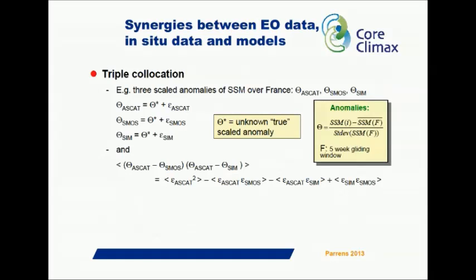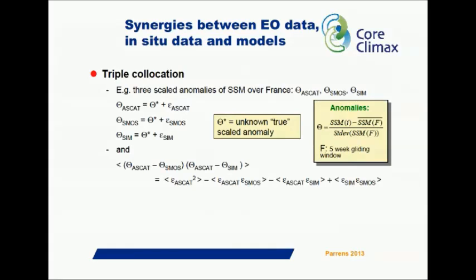We can assume that the observed anomaly is equal to the true scaled anomaly, which is unknown, plus a random error. So if we write the equation for ASCAT, this is what we get. Same for SMOS and same for SIM. Of course, the true scaled anomaly is the same in the 3 cases, because the 3 products are supposed to represent the same true value. Then this unknown theta term can be eliminated by subtracting the equations one by one. And after doing that, if you multiply the different terms one by one, and if you do the average, you get the following equations with a number of terms.